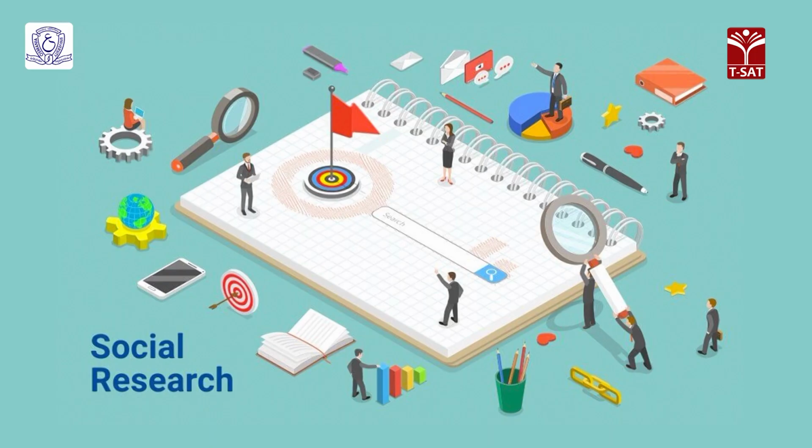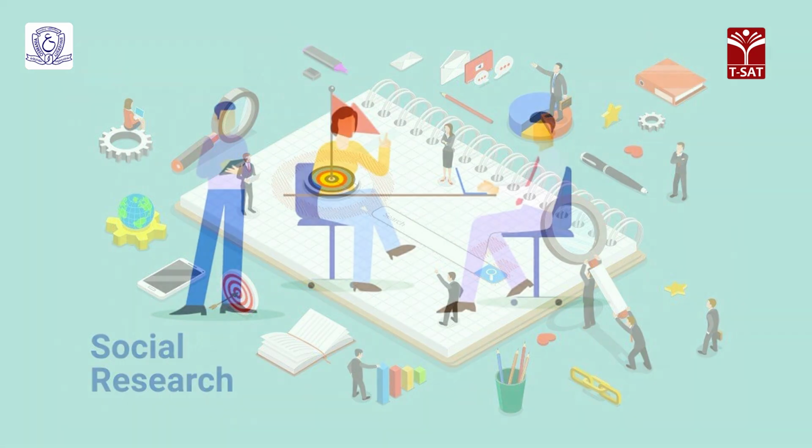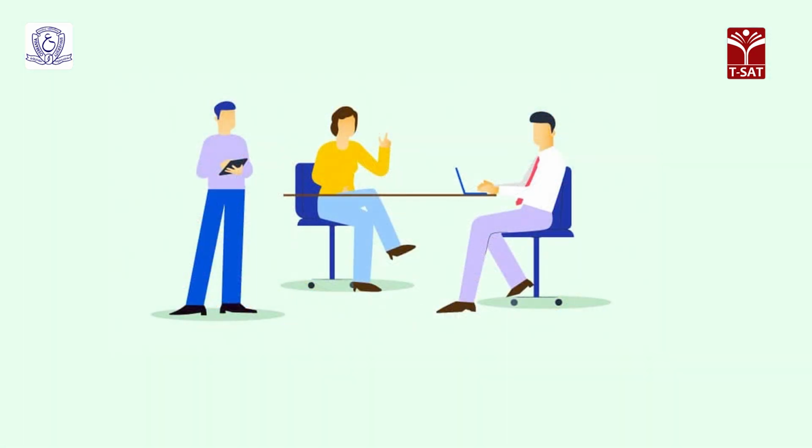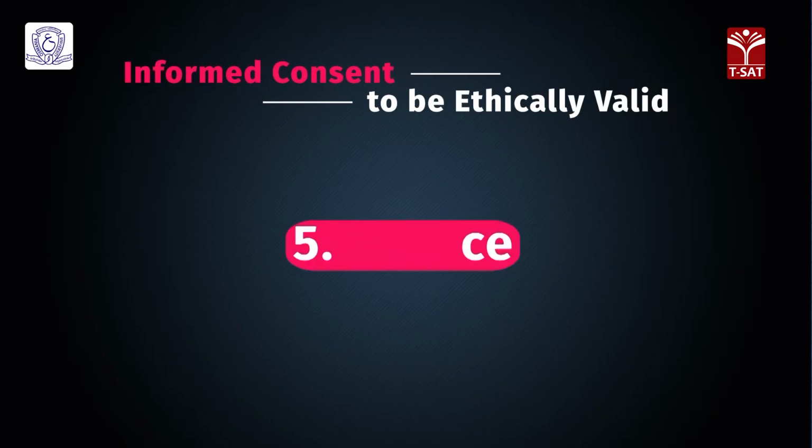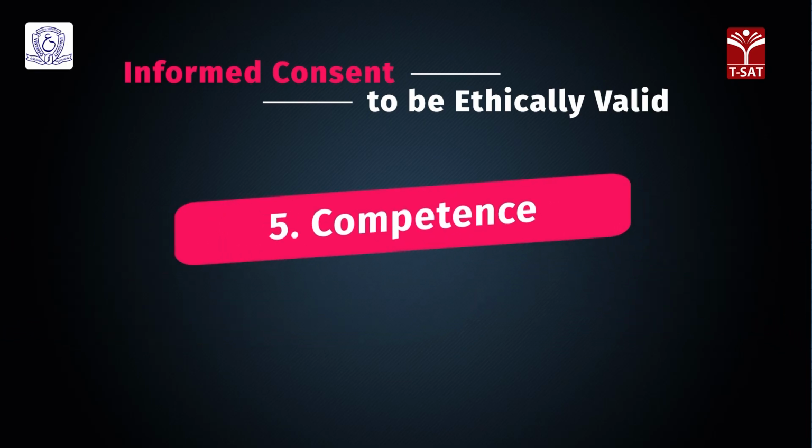4. Voluntariness. The social research participants' consent to participate in the social research must be voluntary, free of any coercion or inflated promise of benefits from participation. Care should be taken that the consent form is administered by someone who does not hold authority over the research participant. 5. Competence.